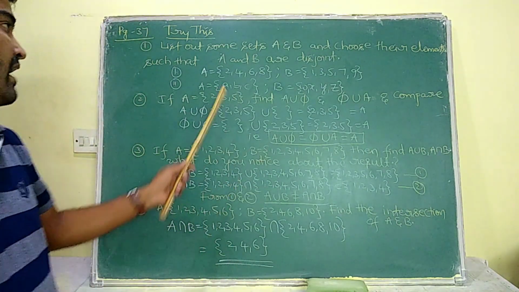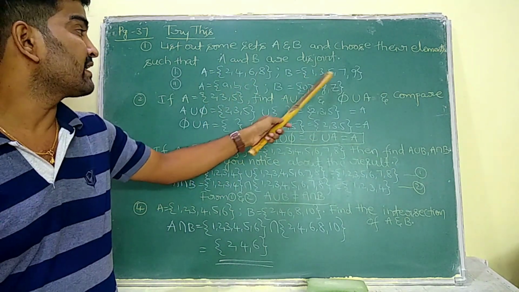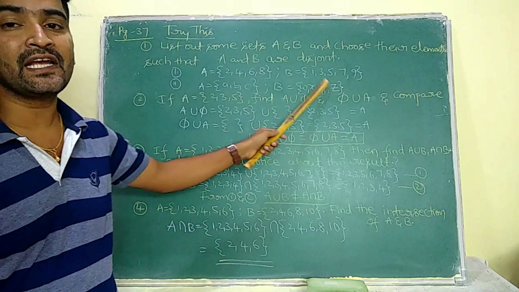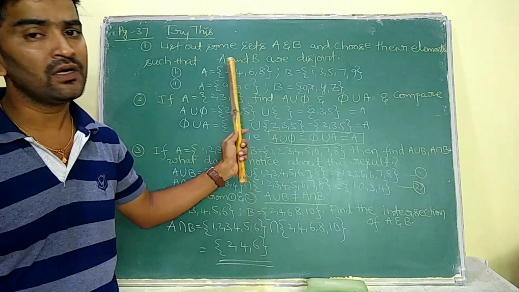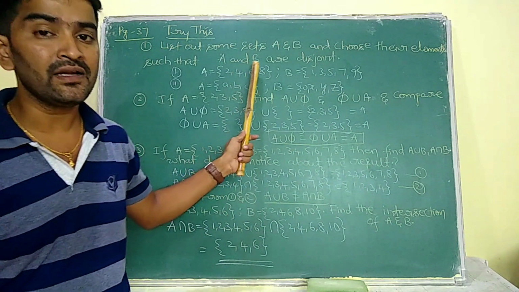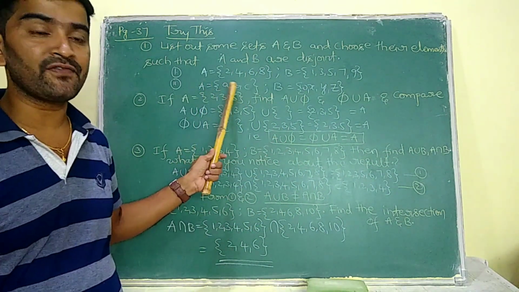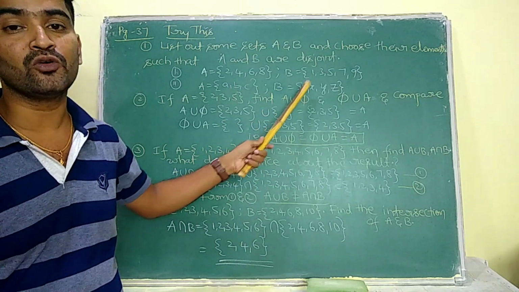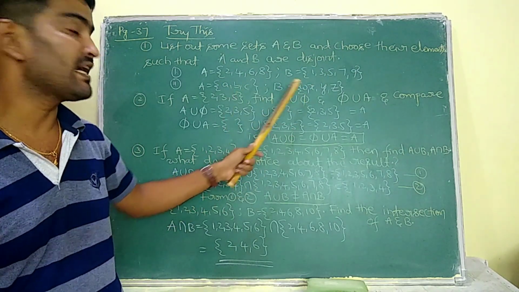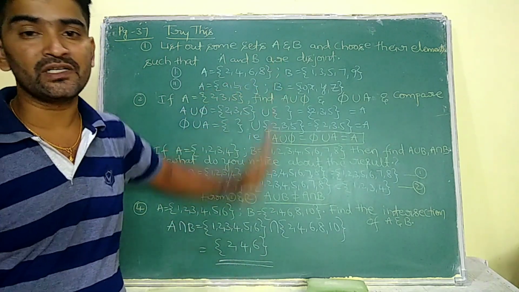For that, Seema, I am considering A as the set {2, 4, 6, 8} and B as {1, 3, 5, 7, 9}. Is there any common element for both A and B? No, ma. That's why A, B are an example of a pair of disjoint sets. Similarly, A is the set {a, b, c} and B is the set {w, x, y, z}. Here also A and B do not have common elements. So A and B are disjoint sets.